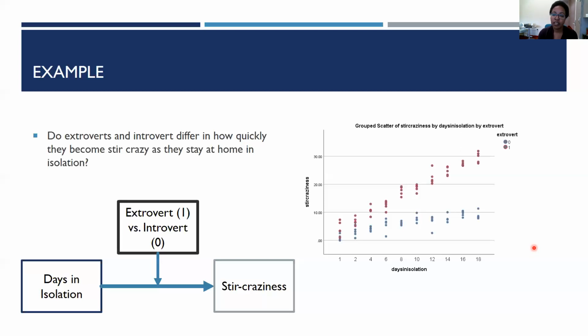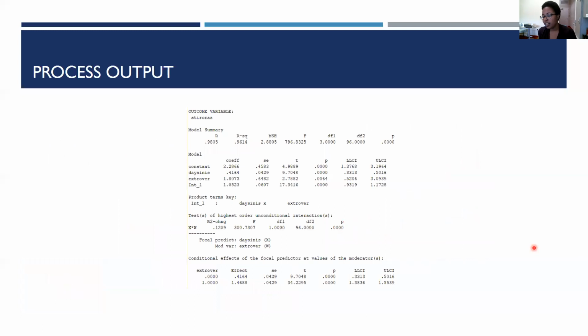complex. All right, so here's the process output for this type of analysis, an interaction term, a moderation. And you notice that it's going to be very much the same as it has been. We get our model summary here, our R squared, our F, our degrees of freedom, and our p-value for the overall model. So we can say that this overall model is statistically significant.